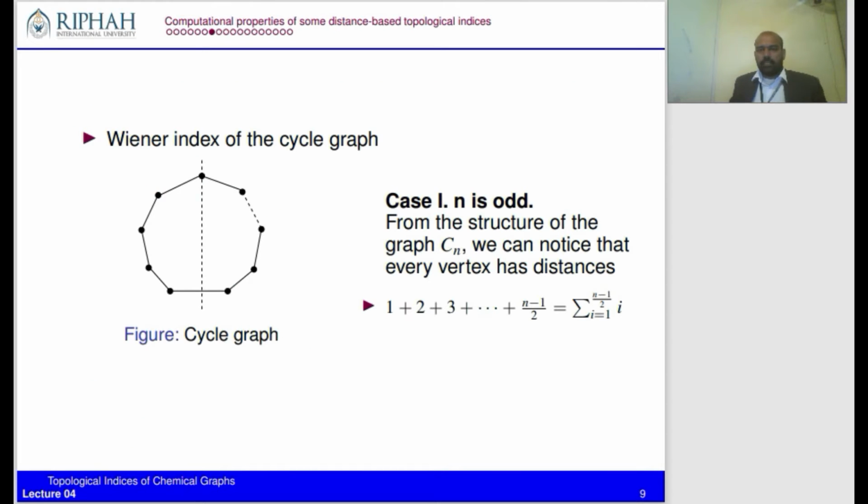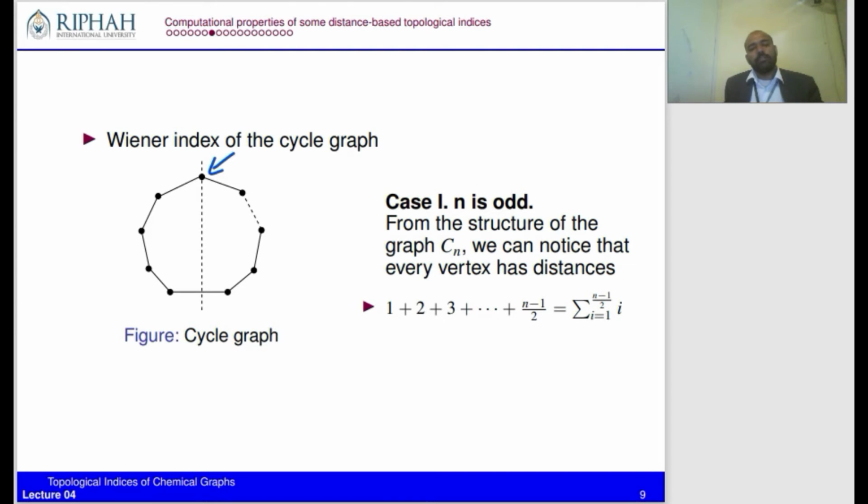Here is another exercise or another example: the Wiener index of the cycle graph. When we talk about the cycle graph, there are 2 cases: when n is even and when n is odd. We will work when n is odd. From the structure of the graph we can observe that if the vertices are odd in number, we draw a straight line like this and partition the vertex set into left hand side and right hand side.